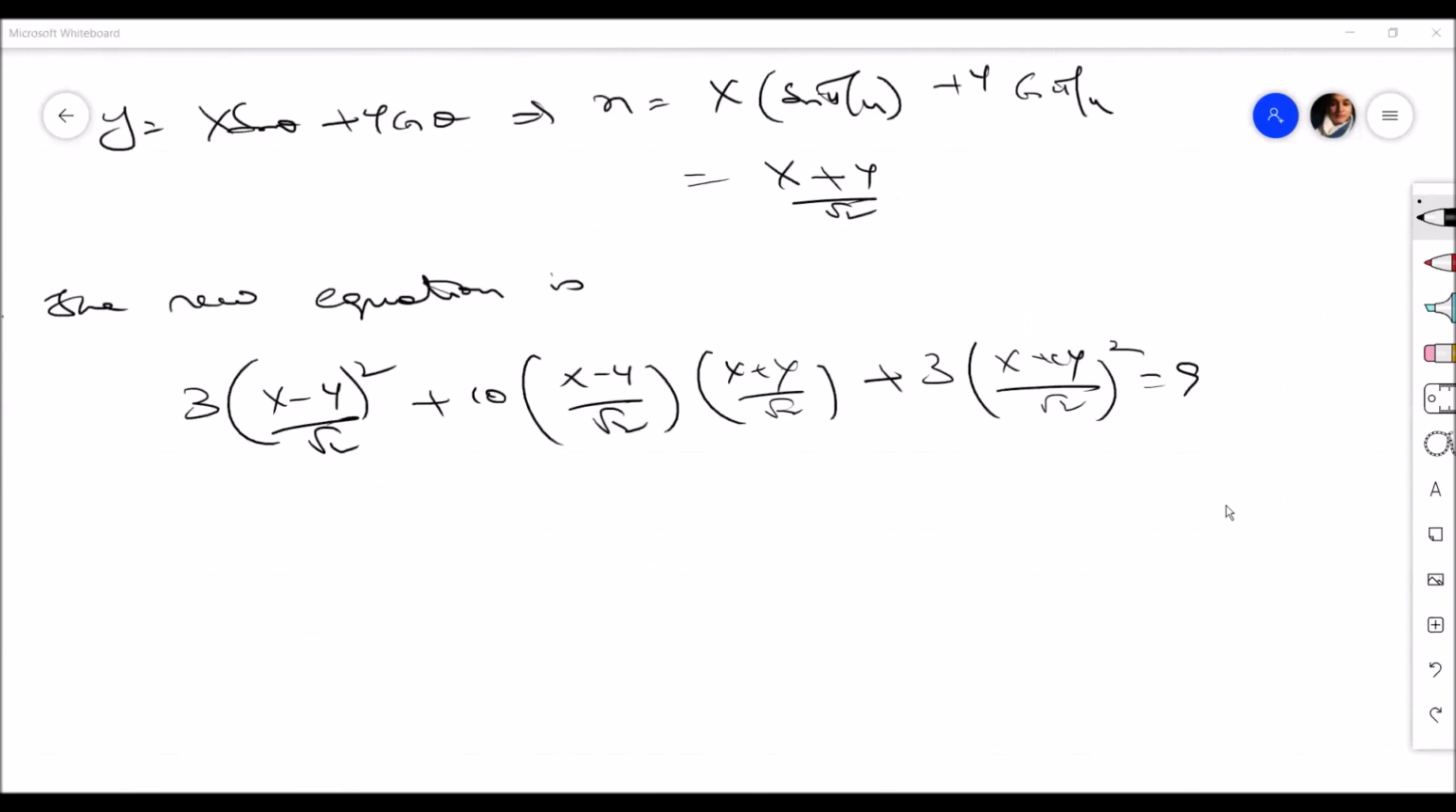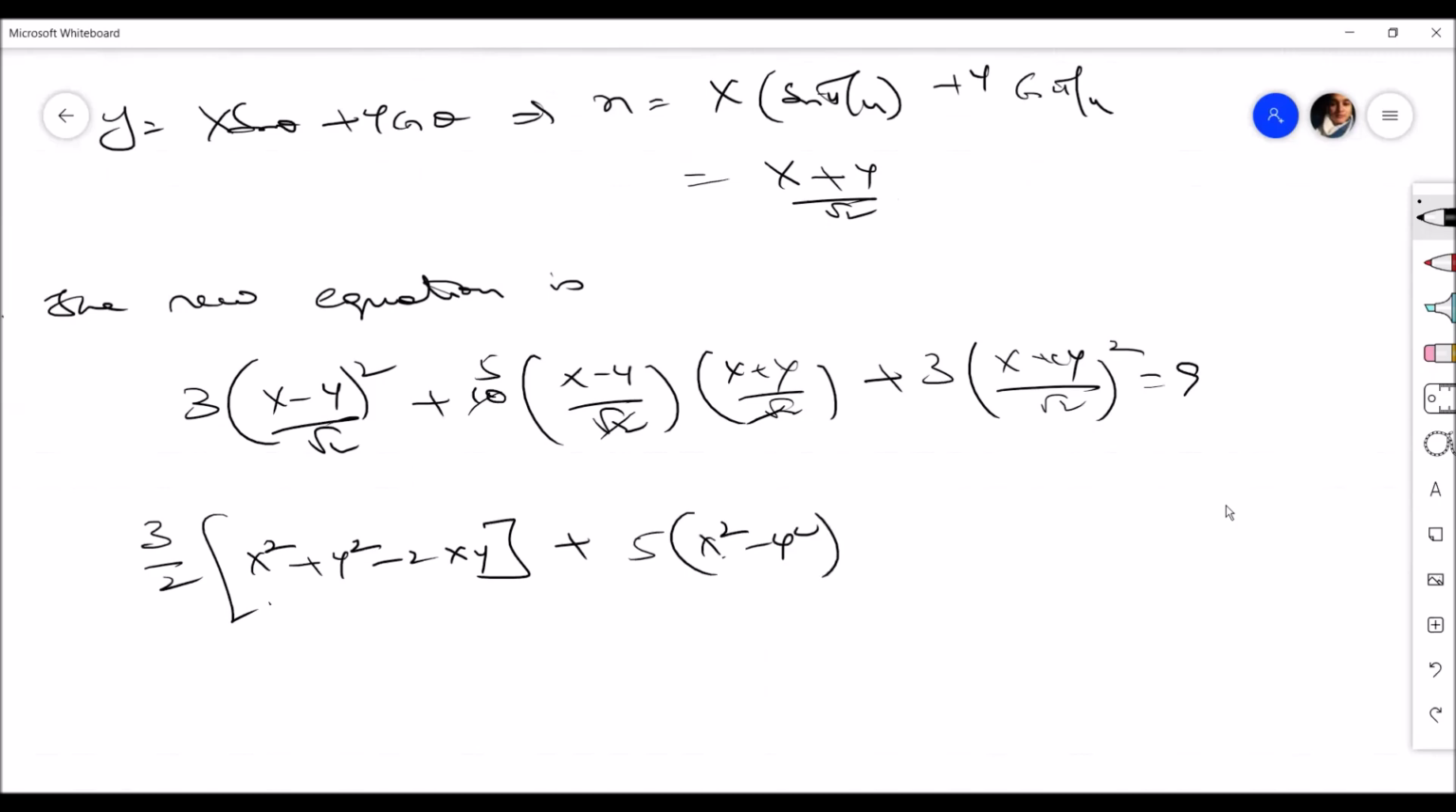So 3 into root 2 whole square will be by 2. Expanding inside the bracket, I would be getting this minus 2xy plus, root 2 into root 2 will be 2, and 2 goes in 10 five times. So 5 into x minus y into x plus y is nothing but x square minus y square, everything in capitals, plus the same logic, root 2 whole square is 2, 3 by 2 times x square plus y square plus 2xy is equal to 9.